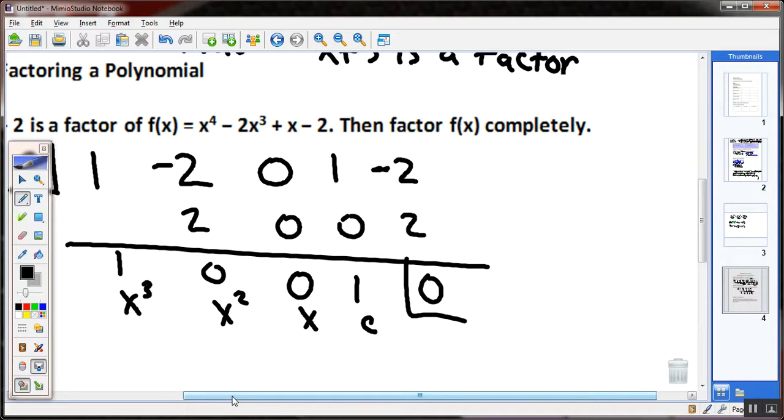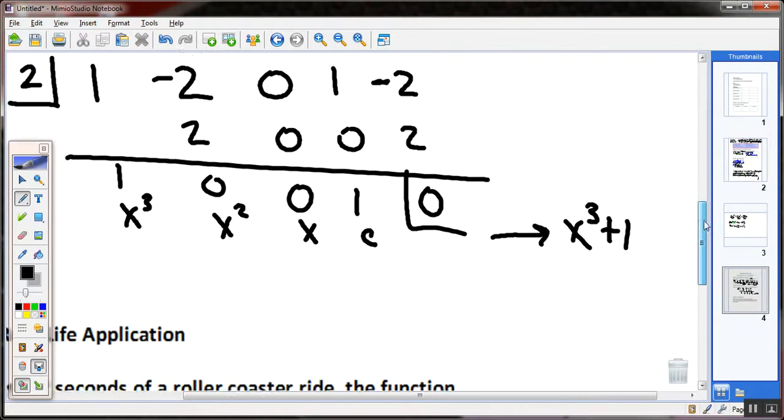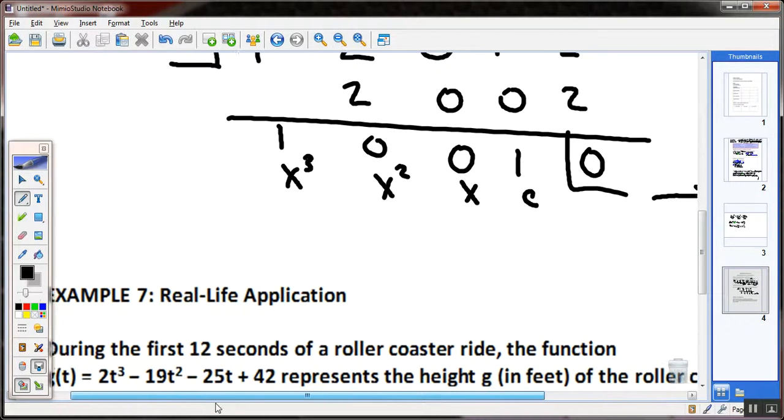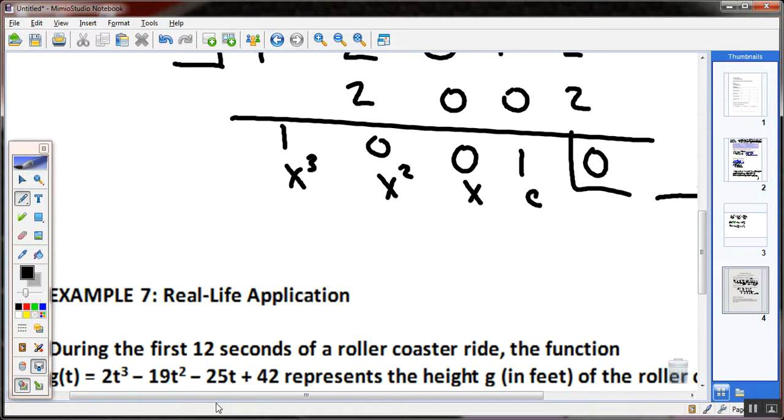We get really 1, right up here, guys, 1 what? X to the third. Plus a constant of what? 1. Okay, check this out. From our synthetic division, we know that our quotient is x to the third plus 1. We already showed that x minus 2 was a factor, didn't we? So we know one factor is x minus what?